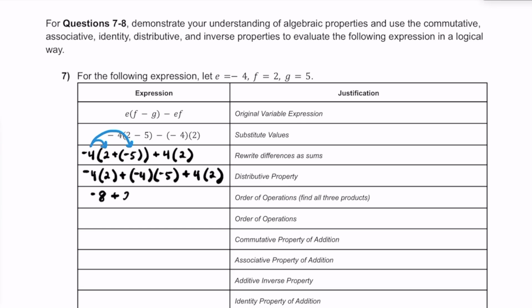-4 times -5 is going to be +20. And then we have finally this 4 plus 2, which is going to be 8. Okay, so the next thing we're going to do is order of operations.